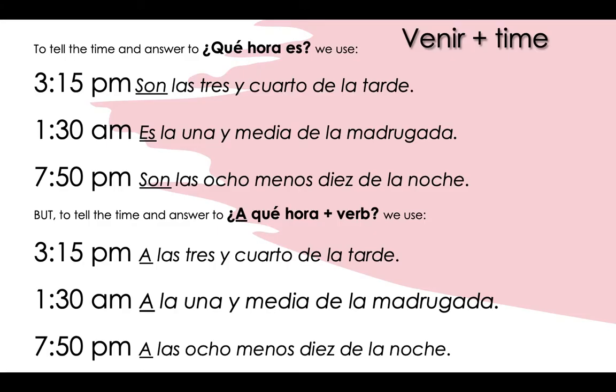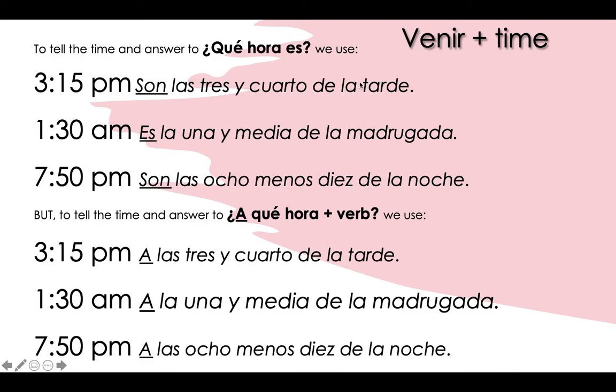All right, now venir plus time. This is just a little review of time. To tell the time and answer to ¿qué hora es?, we use son las 3:15 de la tarde, for example, for 3:15 p.m., or es la 1:30 de la madrugada, for 1:30 a.m., or son las 8 menos 10 de la noche, for 7:50 p.m. You know this already: when we have 1, we use es la, and then from 2 to 12, we use son las.